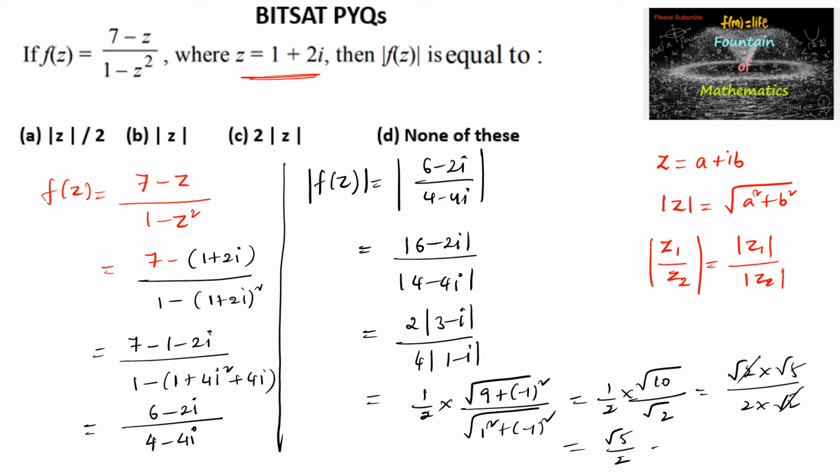So we can say root 5 upon 2. And also mod z can be taken as under root of 1 square plus 2 square, which is equal to root 5. So root 5 is mod z, so we can simplify. This is mod z divided by 2. So we can go with option A, mod z upon 2.